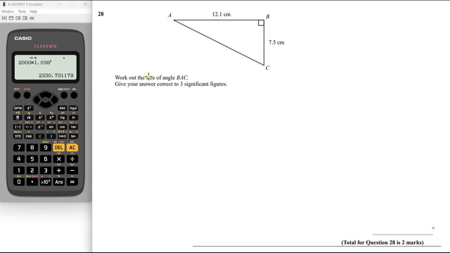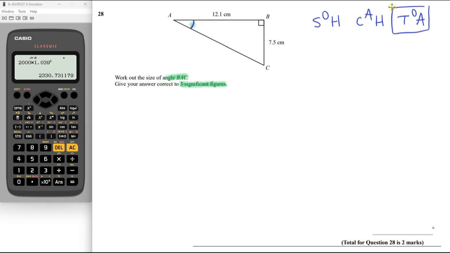Question 28. Work out the size of angle BAC. Give your answer to 3 significant figures. So BAC, that's this angle here. And I can see we've got a right angle triangle and some side lengths. So what we're going to use is SOHCAHTOA. I always like to write out SOHCAHTOA like this. From this angle, the angle we're trying to work out, we've been given the opposite and the adjacent. So which trig function involves the opposite and the adjacent? Well, it's the tan function.